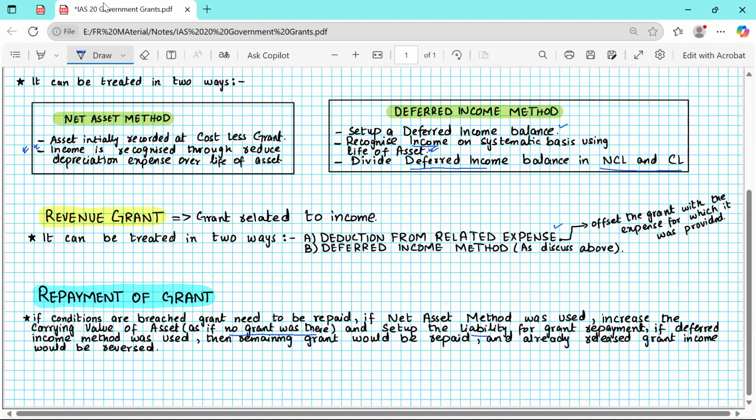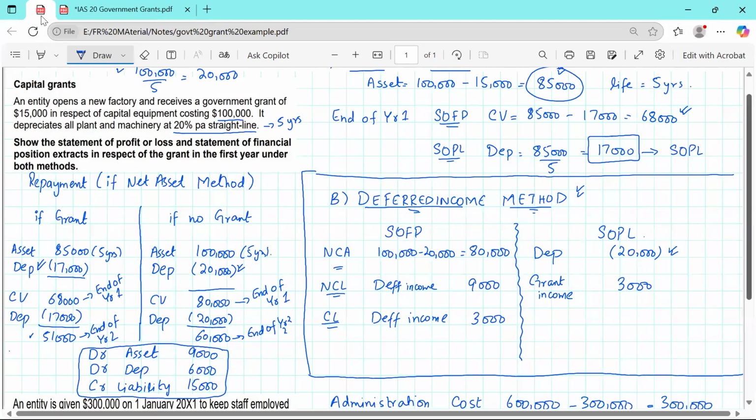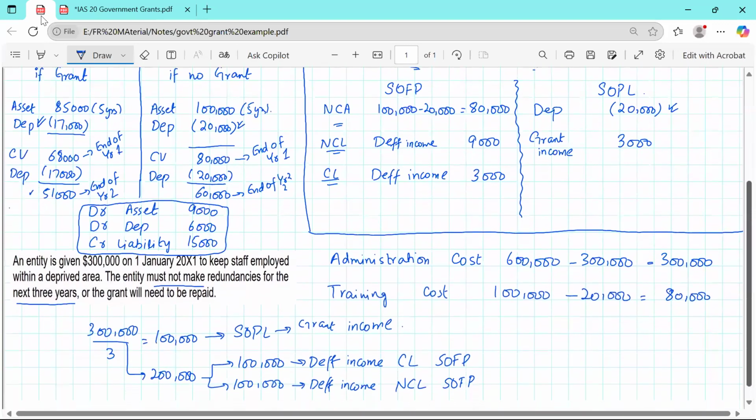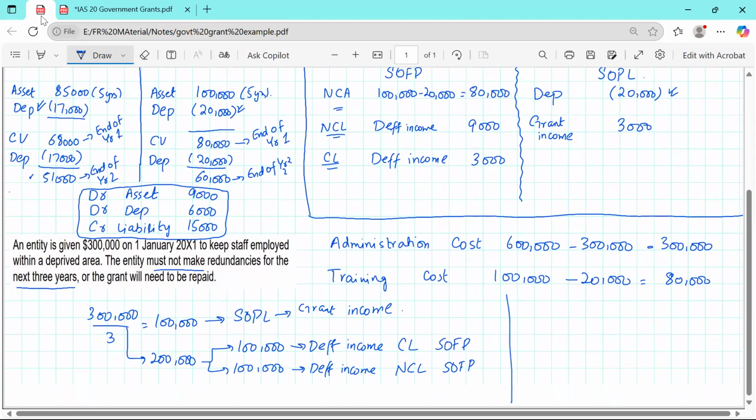Then if deferred income method was used, then the remaining grant would be repaid. Whatever is the remaining, you have to repay that, and already released grant would be reversed. Now that is very important. In the deferred income method, every year you were taking something to the grant, right? So now let's see how to adjust that. This adjustment is very simple. So I'm going to write down a repayment of revenue grant. In both situations, the revenue grant remains the same, but let's consider the first example now.